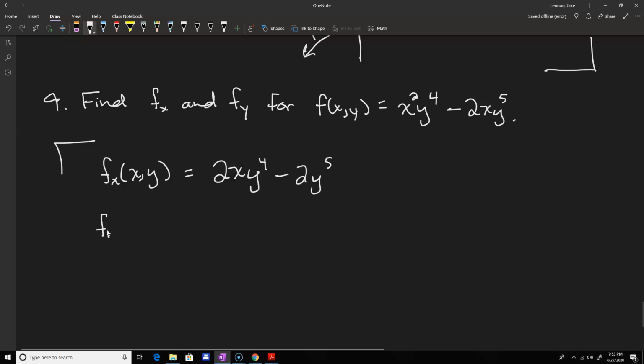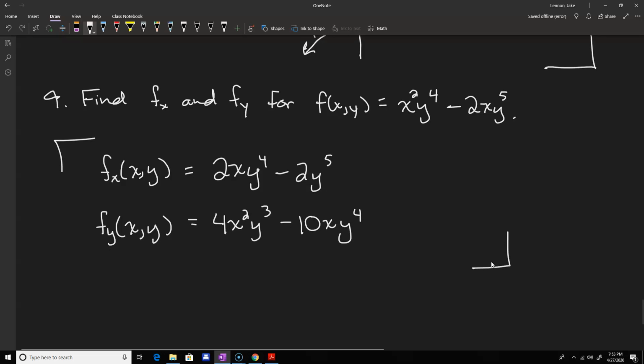And then the y partial derivative, same thing, but now we think of y as the variable and x as the constant. So what's the derivative of y to the 4th? 4y cubed. So we'd end up with 4x squared y cubed. And for the second term, the derivative of y to the 5th would be 5y to the 4th. Multiply the 5 with the negative 2, we get minus 10x y to the 4th. And those are your 2 partial derivatives.